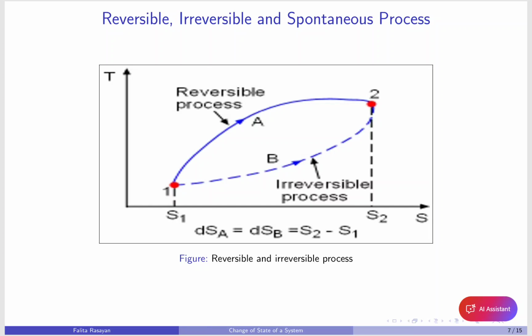So if we draw a curve, this is a temperature versus entropy curve. What is entropy? We will cover it later. So as you can see, the reversible process is a smooth curve, while the irreversible process is a discontinuous curve. A reversible process occurs in very infinitesimal steps, so it appears as a continuous curve, but an irreversible process occurs in definite steps. Thus, it appears like a discontinuous curve.